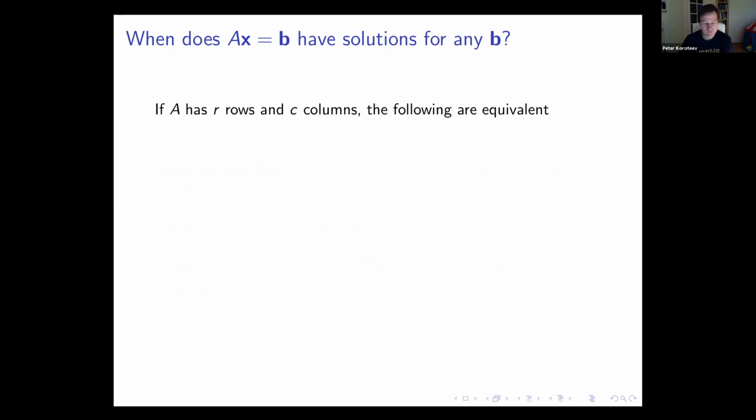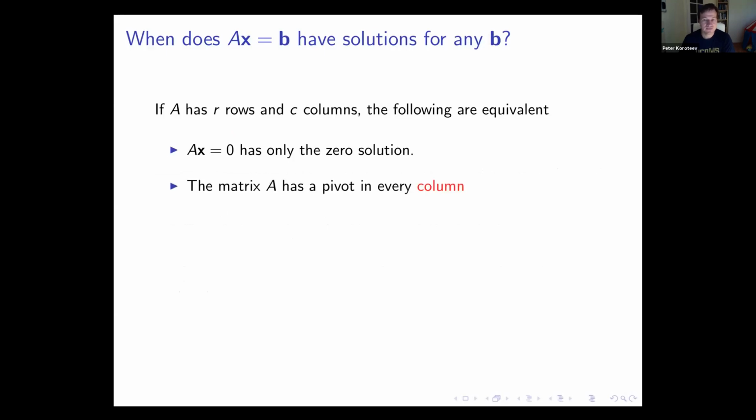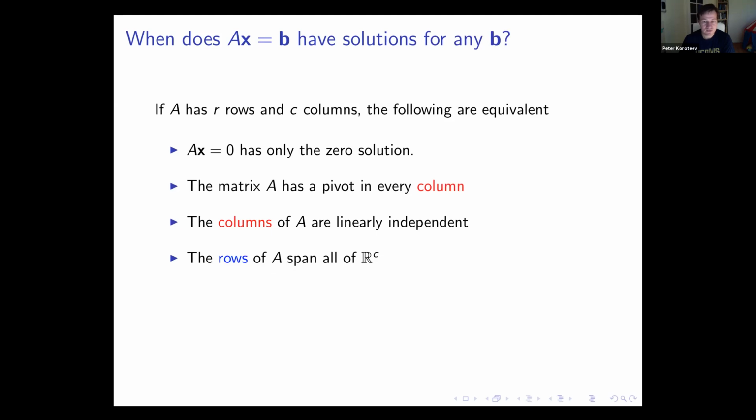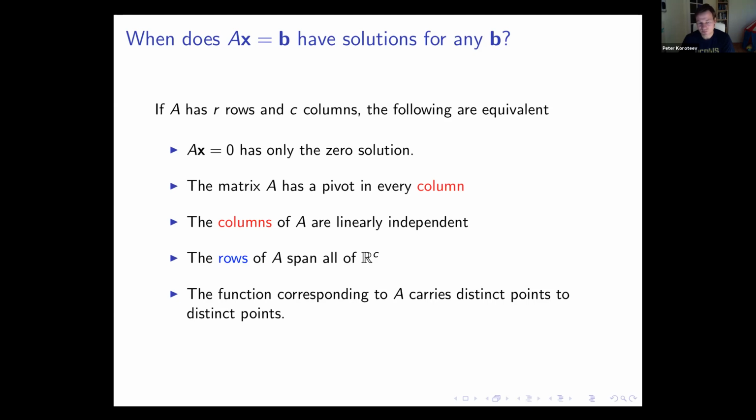Again, there's a list of equivalent claims. If A has R rows and C columns, then the following claims are equivalent. AX equals 0 has only the 0 solution. The matrix has a pivot in every column. Columns are linearly independent. Rows span all of RC. And the function corresponding to A carries distinct points to distinct points. So it's a one-to-one correspondence.